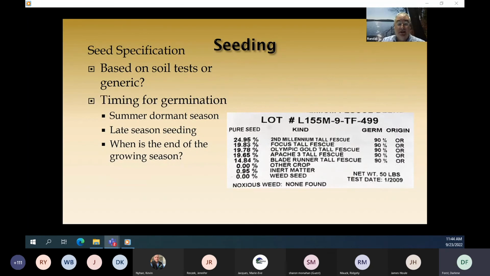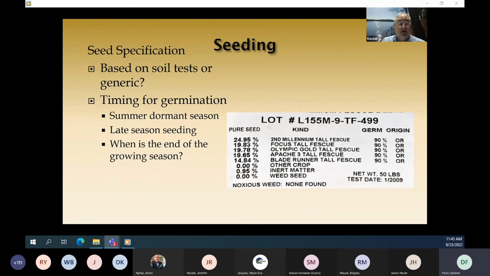And every single company that sells seed will tell you, if you ask for their help on specifying it, what does the soil test say for what you need? You need to know what kind of amendments, what kind of fertilizers, lime you need to apply to get the grass seed mix that you want to germinate.